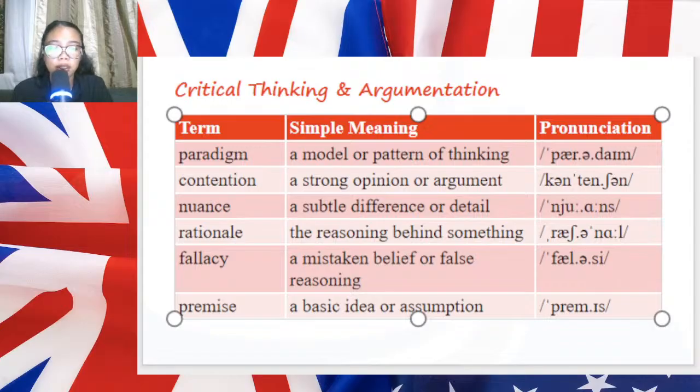Third, nuance. This is a subtle difference or detail. It is a very small detail or difference that can change how we understand something. It is often used to show a deep understanding of complex ideas, like a slight change in meaning, in tone, or maybe an opinion that matters even though it's not obvious. You use this when describing complex ideas, complex emotions, or arguments that have layers of meaning. That's nuance, or nuances.